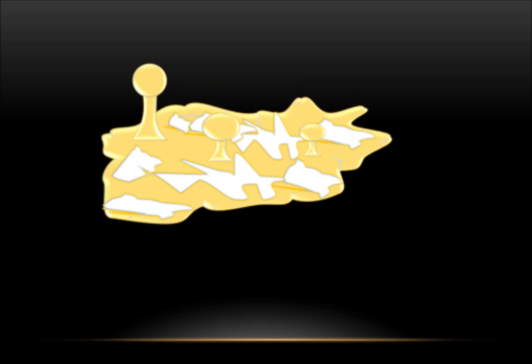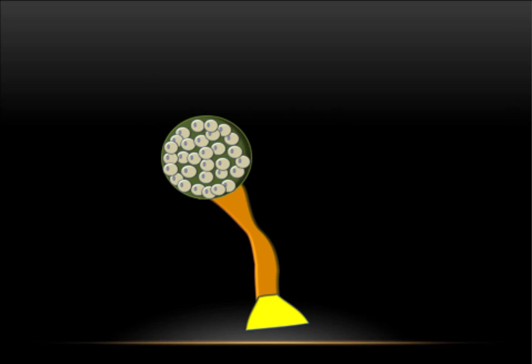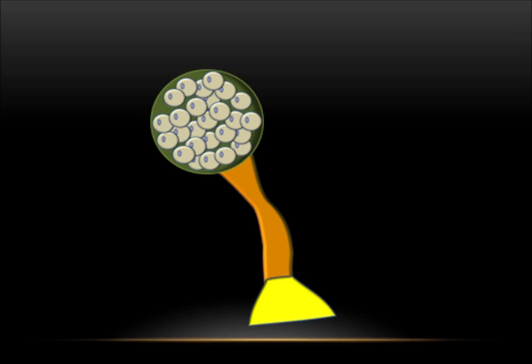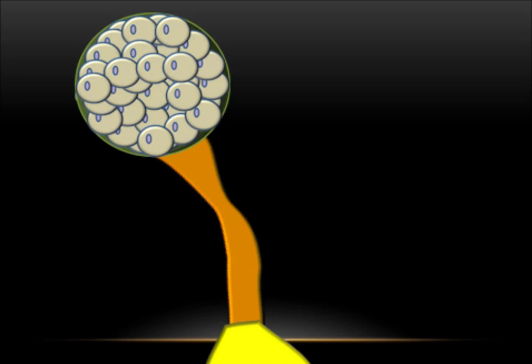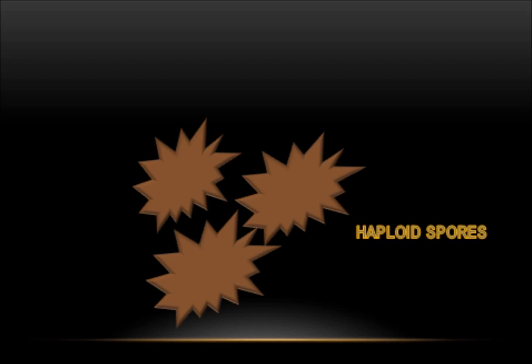If the habitat begins to dry up or there is no food left, the plasmodium stops growing and differentiates into fruiting bodies, which function in reproduction. The fruiting bodies produce sporangia. Within the tips of the sporangia, meiosis produces haploid spores, which disperse through the air.